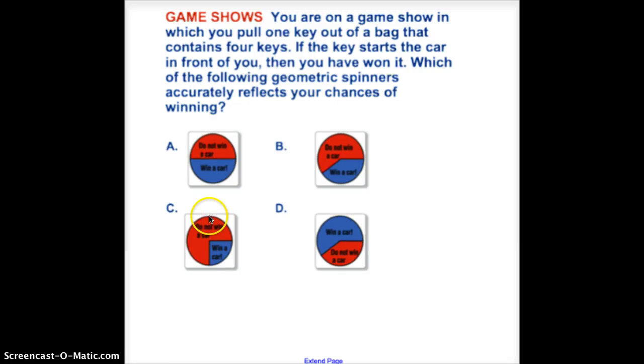All right, the correct answer should be C here, because there's 4 keys. One of them wins a car, so 1/4 of this should represent winning the car. The other 3/4 should represent not winning the car. Another way to look at this is we have 1/4 of it is winning a car, so 1/4 of 360 is a 90-degree angle right here from the center, and that is exactly correct.